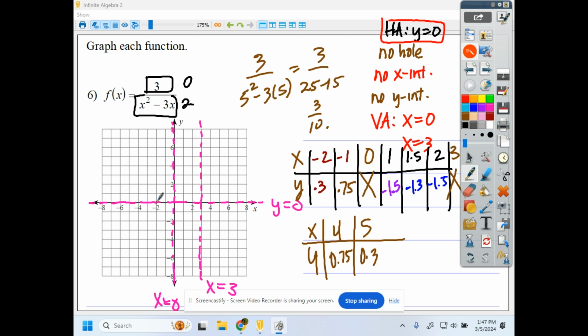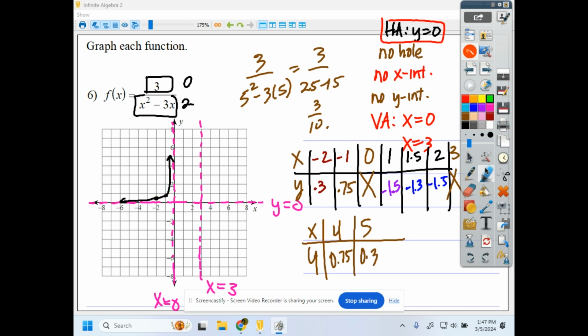Now let's plot our graph here. Negative 2, 0.3. 0.3 is a little above the x-axis. Negative 1, a little bit above the x-axis still. And you know that this will get closer to the asymptote, and then be connected.